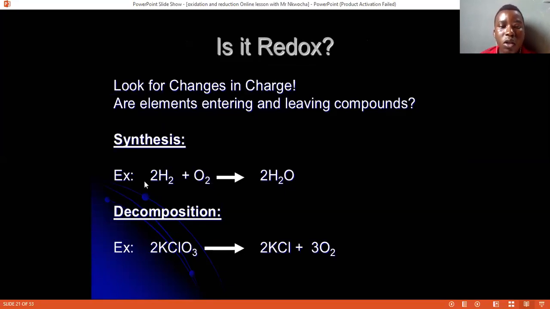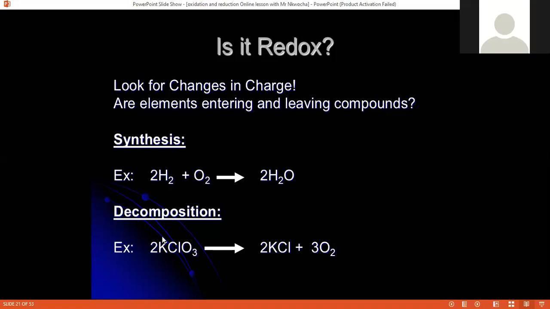So both of them entered, and what formed? Water. So that means both of them, immediately one element is entering, another one is leaving. That means it's a redox reaction.